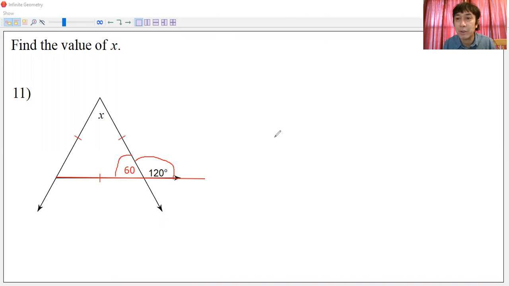Now, observe the marks of the triangle. This one is a mark, also this, and also this. That means all the sides of the triangle are equal, okay? And that means equiangular. And equiangulars are equilaterals, okay? So that means all the sides are equal, all the angles are equal. And so you can conclude this is also 60.